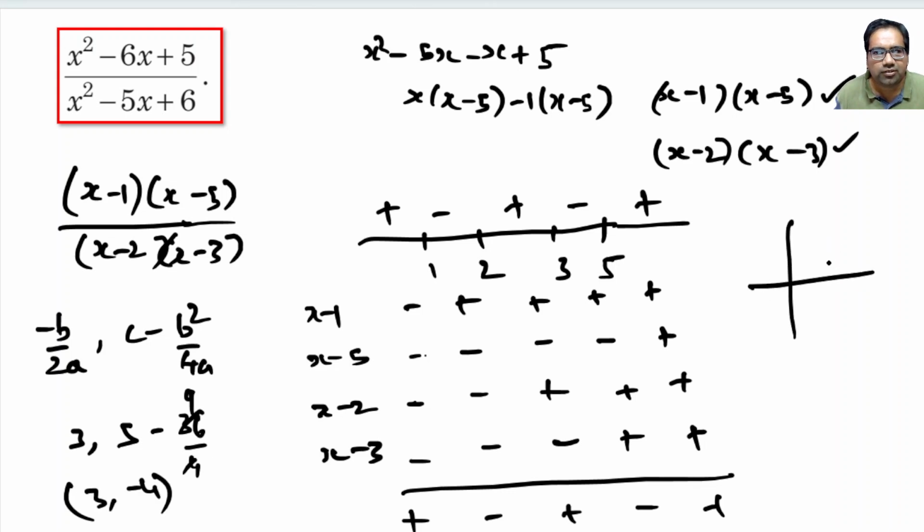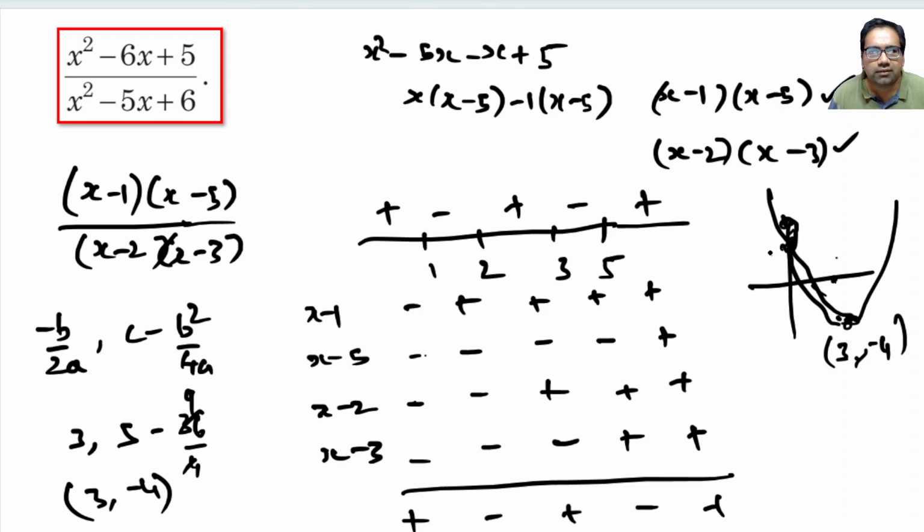Okay. So if we have to draw this parabola, then (3, minus 4). And what is the y-intercept? When x is 0, it is 5. So let's say this point is 5. Then the graph is something like this, right? This lowest point is (3, minus 4), and this intercept on the y-axis is 5. Okay, so this is (3, minus 4).